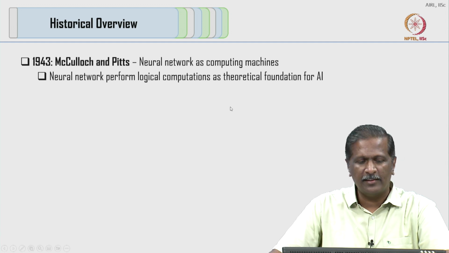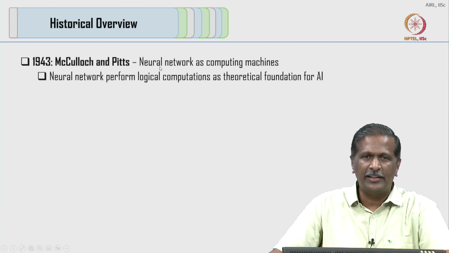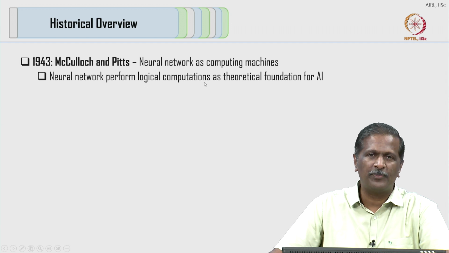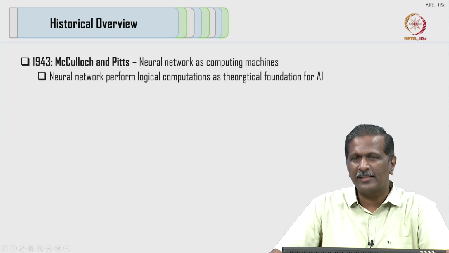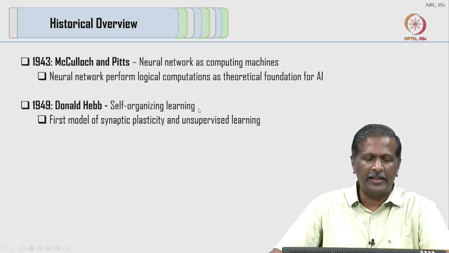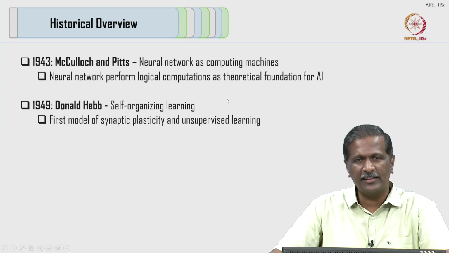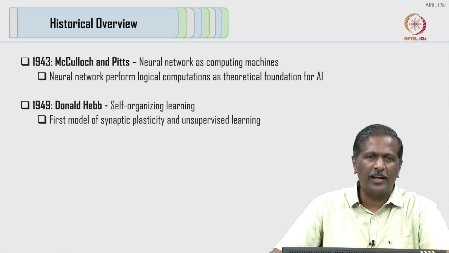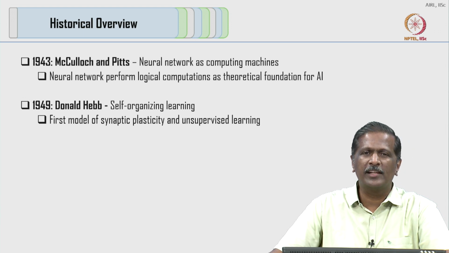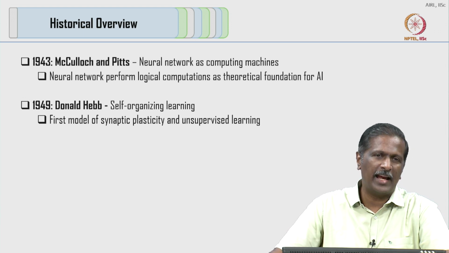In 1943, McCulloch introduced a single neuron model, the neural network as a computing machine. Here the neural network performs logical computations as a theoretical foundation for AI. It's like AND gate, OR gate, NOT gate realization. In 1949, Donald Hebb introduced the concept of self-organized learning, a first model of synaptic plasticity and unsupervised learning. We are going to touch base on that and how we can use Hebbian learning for the single neuron model. We will discuss it towards the end of this lecture.